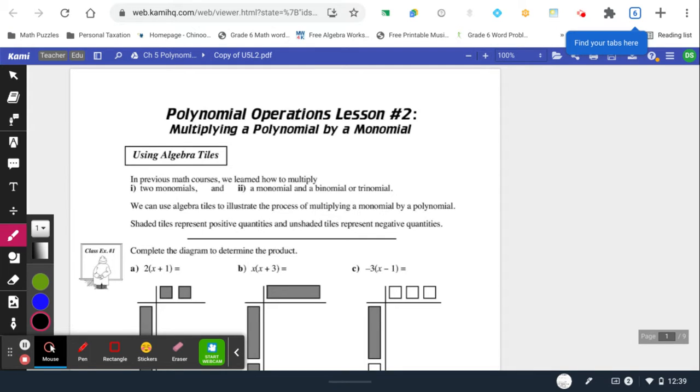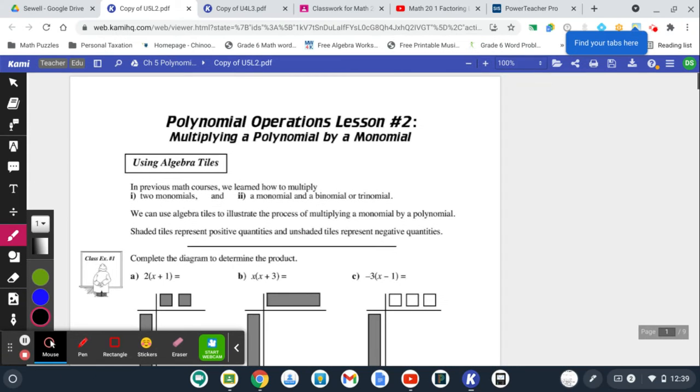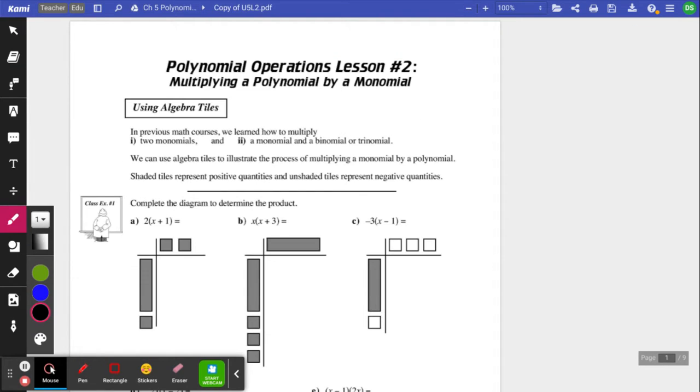All right, lesson 2, polynomial operations, multiplying a polynomial by a monomial. All right, so we are going to talk about algebra tiles just a little bit. I just kind of skipped them in the last lesson, but we'll talk about them a little bit.